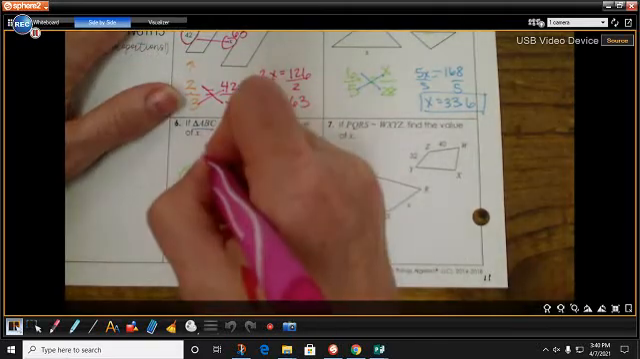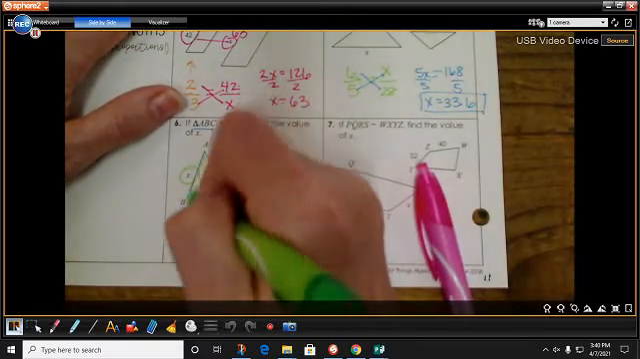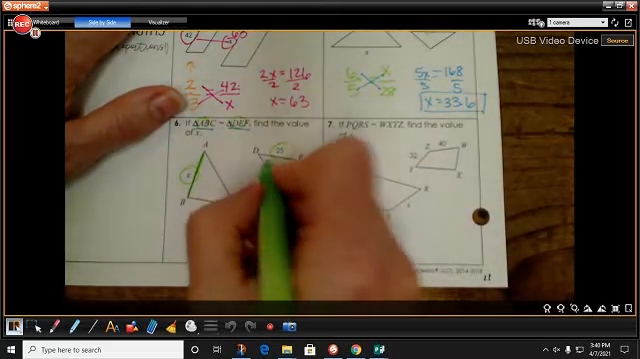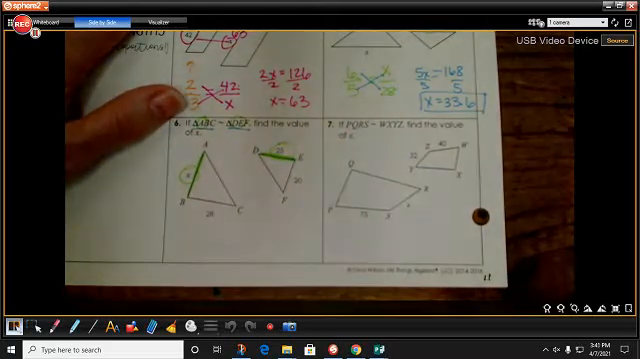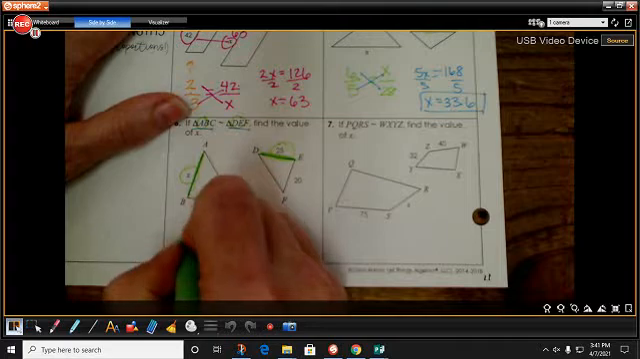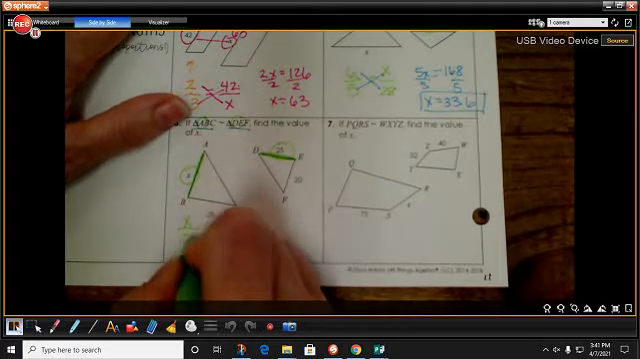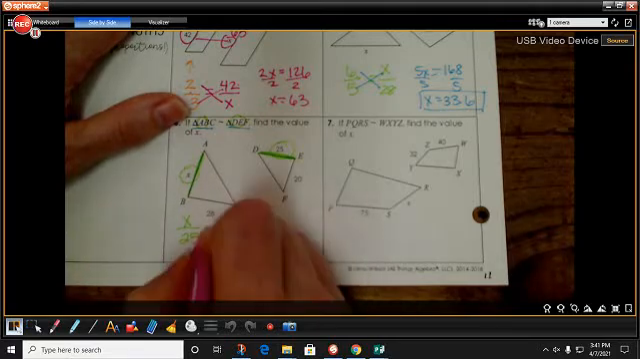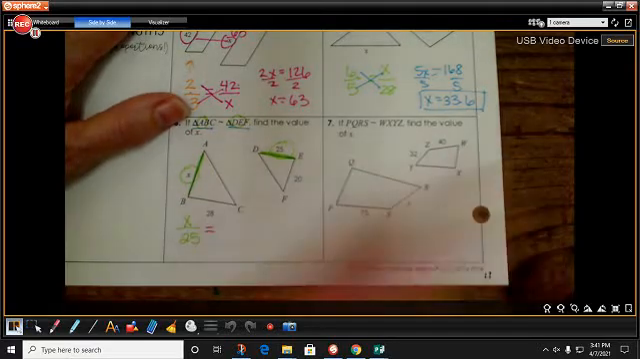So here I've got A to B. Well, AB should match up with DE. So yes, I did pick the right sides. So I'm going to put x in a ratio with 25 because they are corresponding sides. Well, I know that ratio should equal the ratio of any other pair of sides.